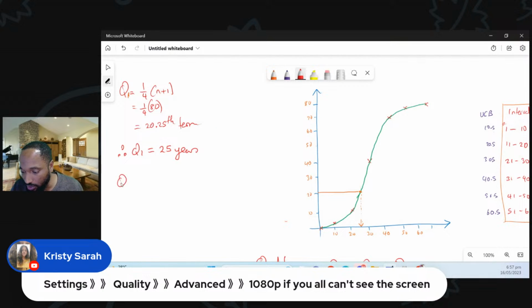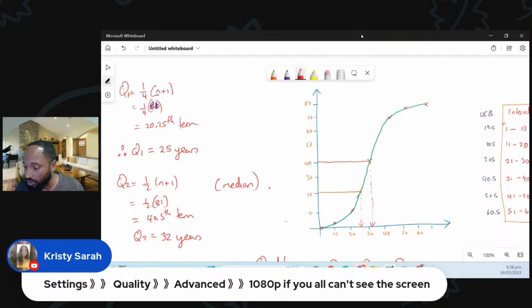And Q2 is also called the median, because that's the middle value. It's a half of n plus 1. So n is 80, plus 1 is 81, and half of 81 is 40.5. That's not the answer. That's where it's found, on the 40.5th term. You hit the curve and you come down, and that's looking like it's somewhere around the 32 value. So Q2 is 32, as I see it, 32 years. That's how you get Q2.